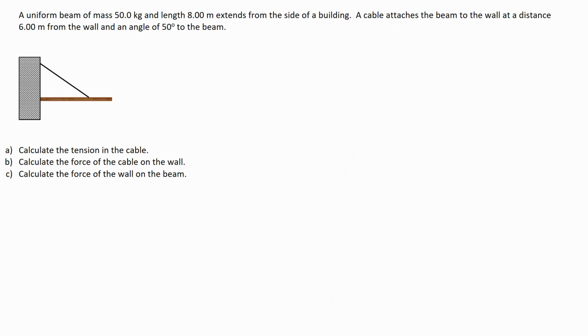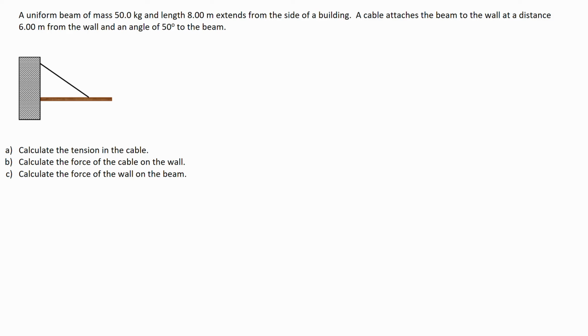A uniform beam of mass 50 kilograms and length 8 meters extends from the side of a building. A cable attaches the beam to the wall at a distance 6 meters from the wall at an angle of 50 degrees to the beam.